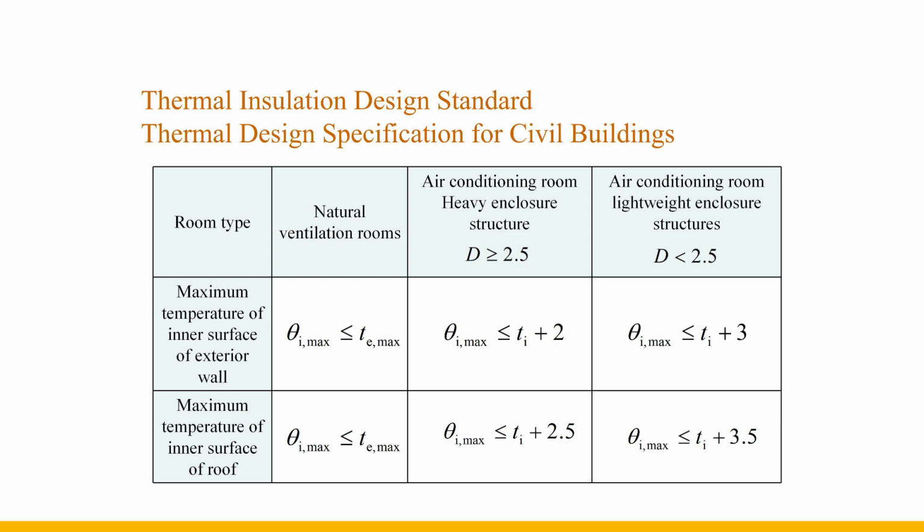For the air-conditioned room, when the thermal inertia index D is greater than or equal to 2.5, the heavy enclosure structure is required to be less than or equal to the indoor temperature plus 2 degrees, and the light enclosure structure with D value less than 2.5 is required to be less than or equal to the indoor temperature plus 3 degrees. The requirements of the maximum temperature of the roof inner surface for the natural ventilation room are the same as those of the external wall, and the requirements for the air conditioning room are increased by 0.5 degrees in the standard of the external wall.